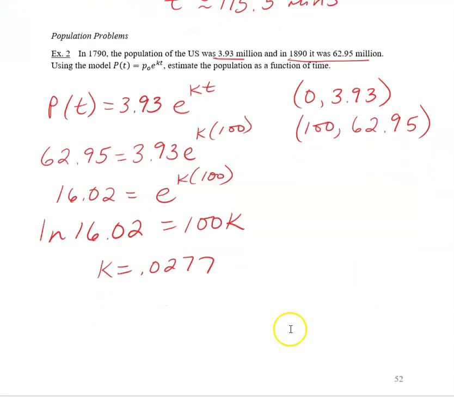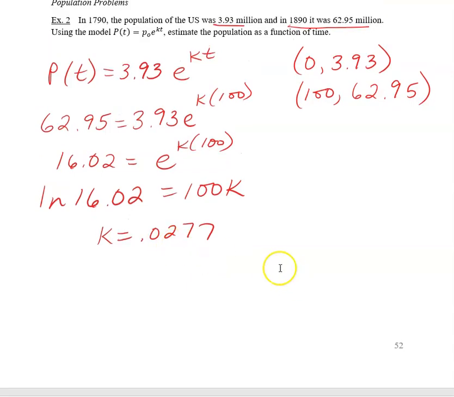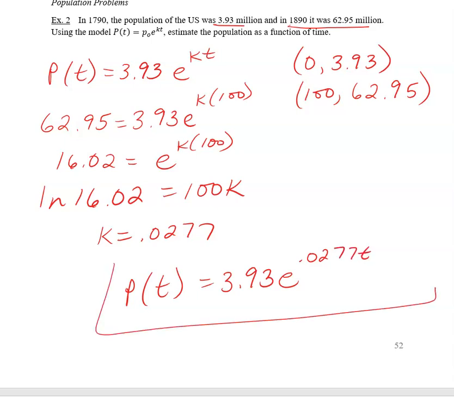And that should make sense for a couple reasons. Number one, it's positive, so that means the population was increasing. And number two, this is about 2.77%, which seems reasonable that the population would be increasing by about almost 3%, I guess, per year over that time period. If I'd gotten 50% or something crazy, that might have been something to pause and look at. But 2% seems about right.